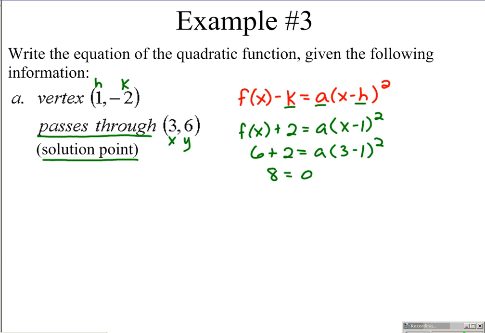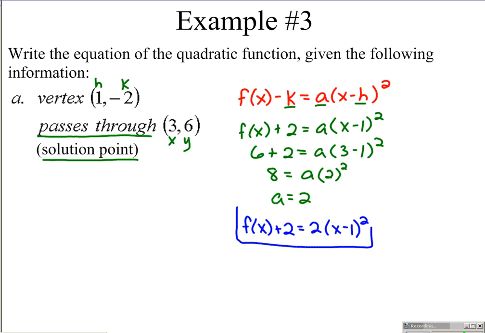8 equals a times 2 squared, which is 4, divide by 4. We get a to be 2. We now know a, we know the vertex. Go ahead and write your equation. F of x plus 2 equals 2 times x minus 1 squared.